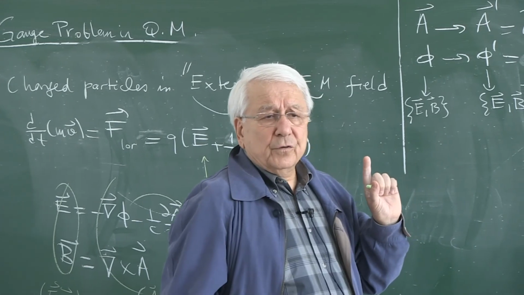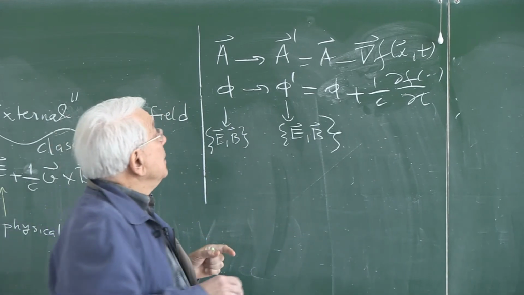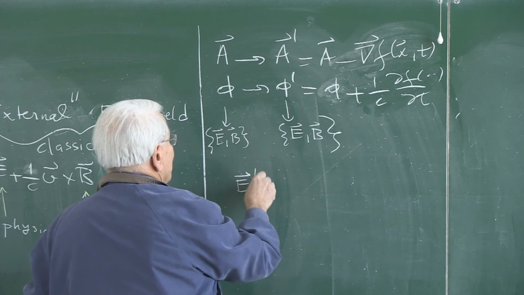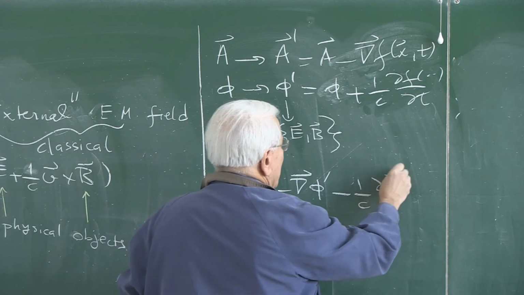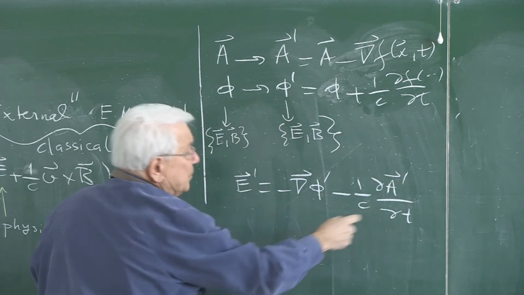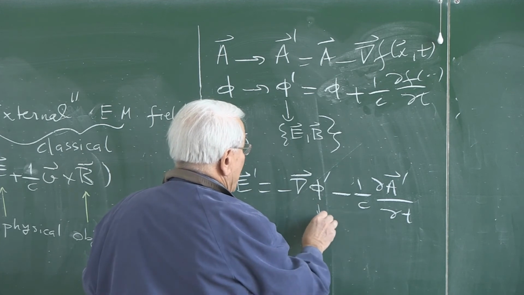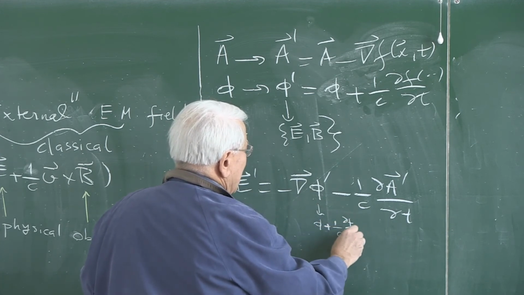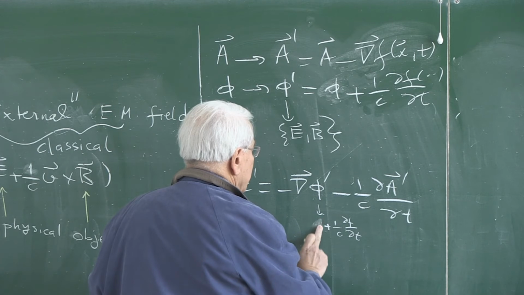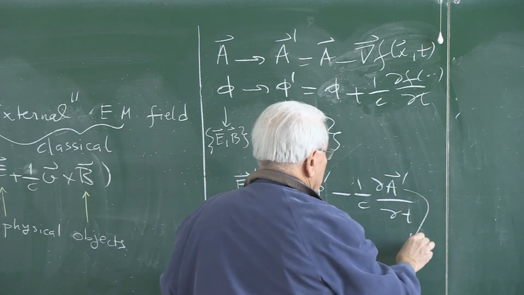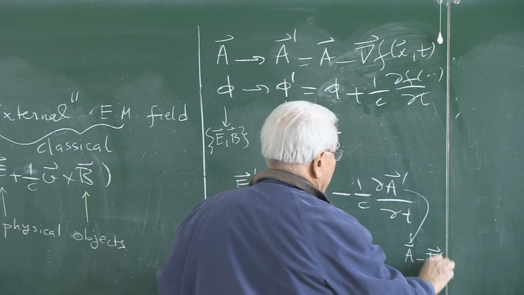Let's demonstrate this first, that indeed the A prime and phi prime family yield the same physical E and B. It's easy, because if you go to the E prime and write it as minus the gradient of phi prime minus 1 over c dA prime dt, you put the primed potentials to get the primed E. If you substitute in here that expression, phi plus 1 over c df dt, to save some time, I'm not putting in the functional dependencies. And here you put the A minus gradient of f.